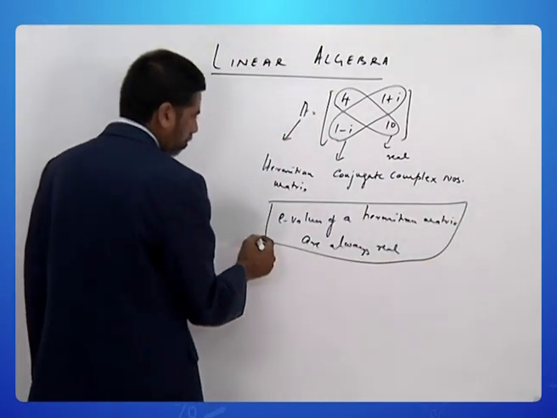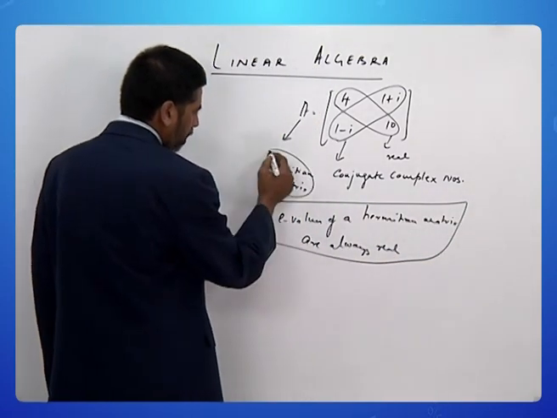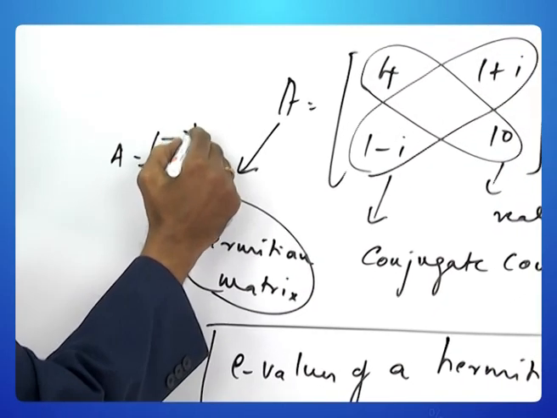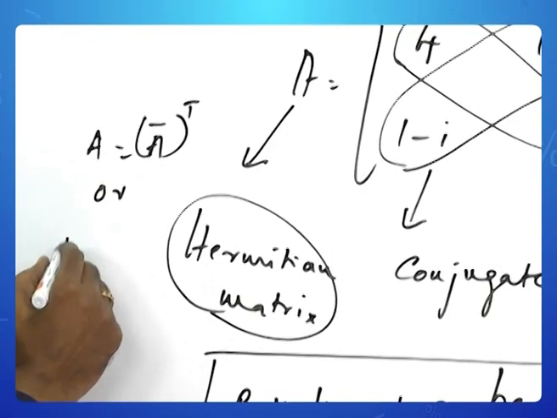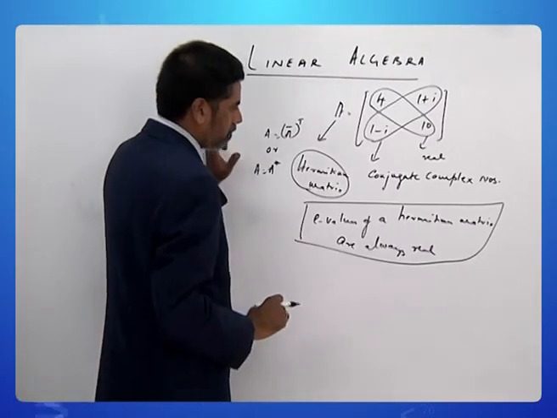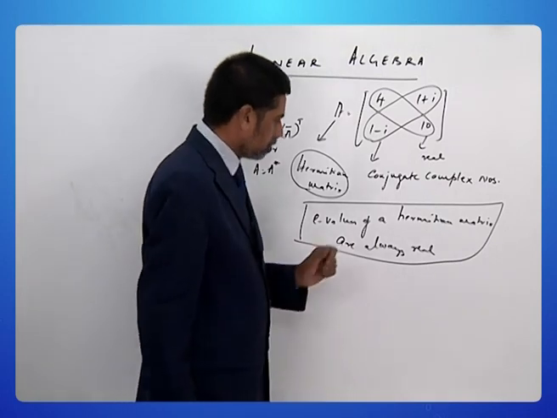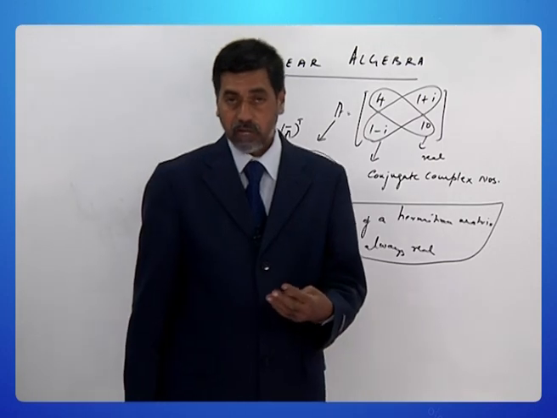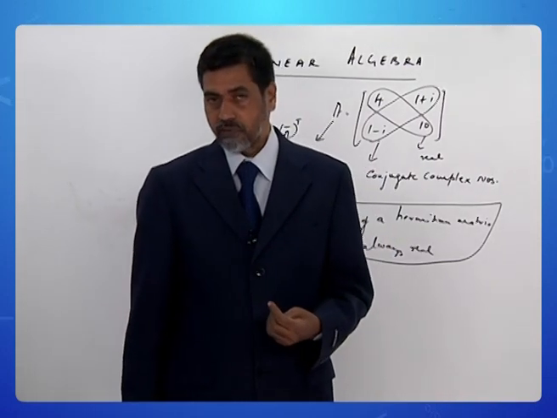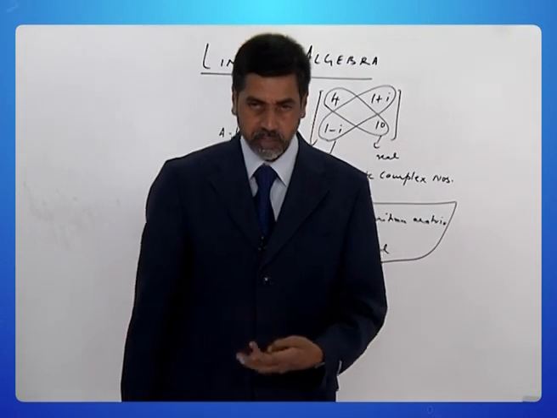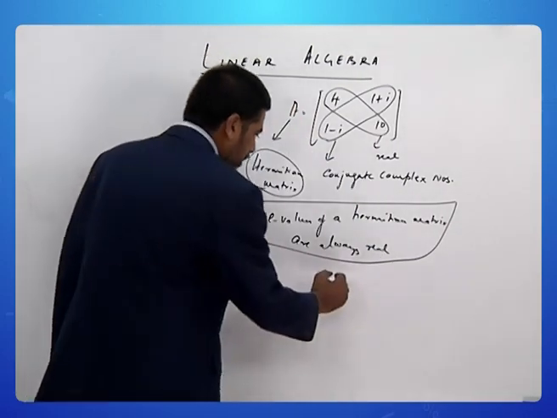And to refresh your memory, a Hermitian matrix will have the property A is equal to A conjugate transpose, which is also written as A is equal to A star. That is only for general information, but the eigenvalues of any Hermitian matrix will always be real. Another matrix which will have only real eigenvalues will be a real symmetric matrix. The correct option for this problem is C.